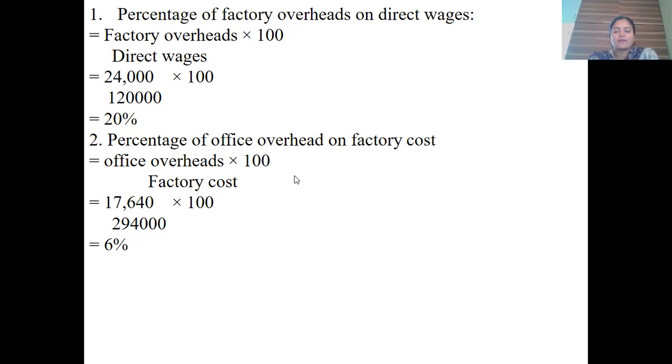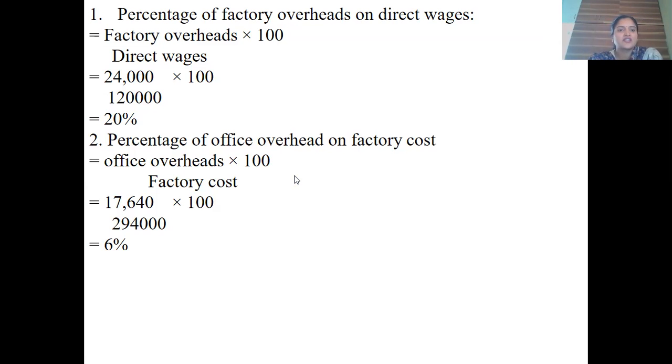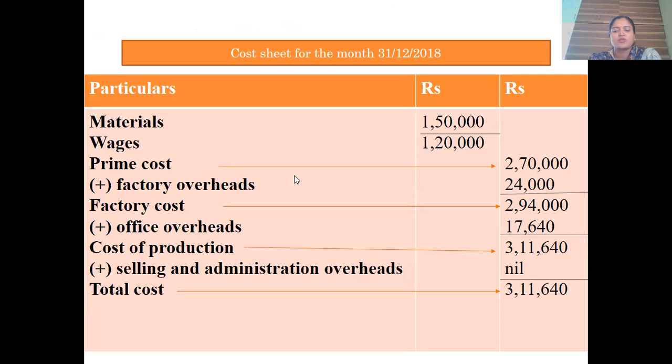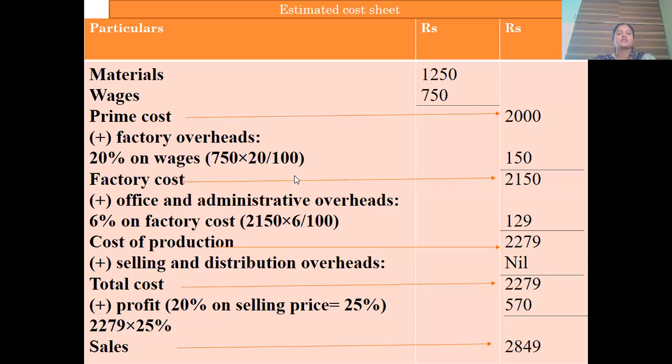That we have already calculated. Look here, 24,000 divided by direct wages 1,20,000, into 100. So what do we get? 20%. Percentage of office overheads on factory cost: the office overheads we have already calculated. Office overheads is 17,640, divided by the factory cost 2,94,000, into 100. So you get 6%. Now next let us move on to the calculation of this.